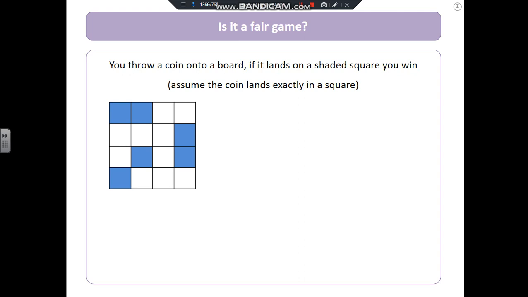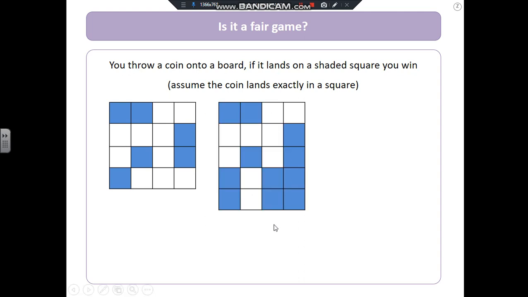So if this was the board here, would this be a fair game? So have a think and think about how you know whether it's fair or not. Okay, what if it landed on this board? Would that be a fair game or not? So you might want to pause the video to think about that one.